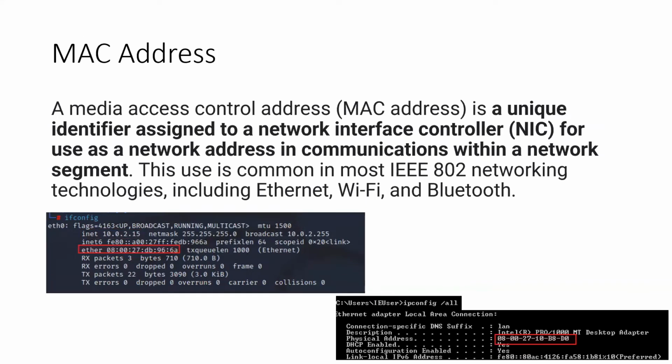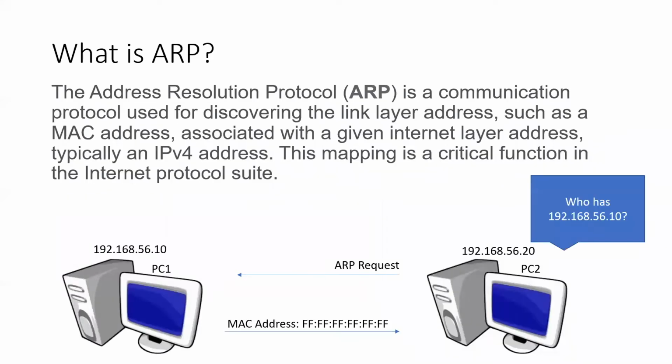Okay, so when we're talking about machines communicating with one another, they really need to understand what is the IP address and what is the MAC address. And remember, the IP address is for our network and our MAC address is for us to identify our individual machines. So how does this all fly when we're talking about ARP? Well, ARP is Address Resolution Protocol. It's a communication protocol used for discovering the link layer address, such as a MAC address, associated with a given internet layer address, typically an IPv4 address. The mapping is a critical function of the Internet Protocol Suite.